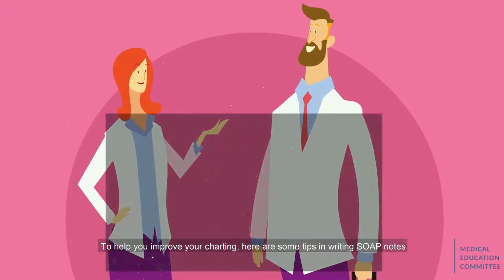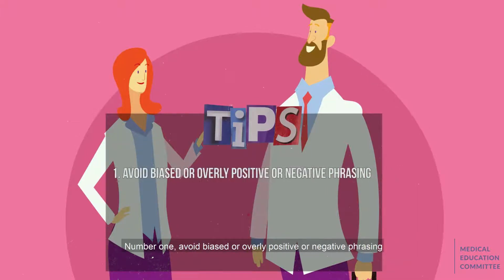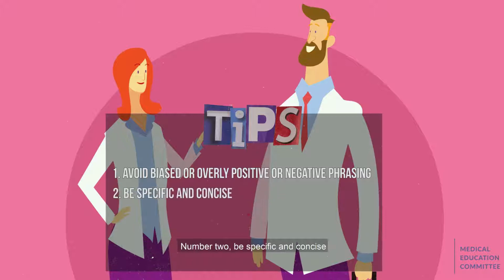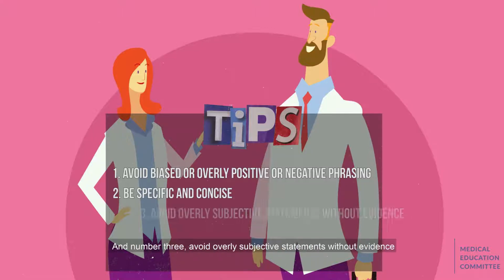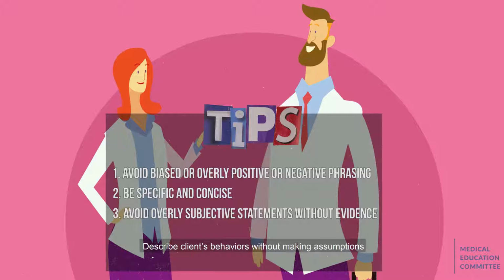To help you improve your charting, here are some tips in writing SOAP notes. Number 1. Avoid biased or overly positive or negative phrasing. Number 2. Be specific and concise. Details should be specified without being overly wordy. Avoid statements that are vague. And number 3. Avoid overly subjective statements without evidence. Describe client's behaviors without making assumptions about the client's internal state that lack specific support.